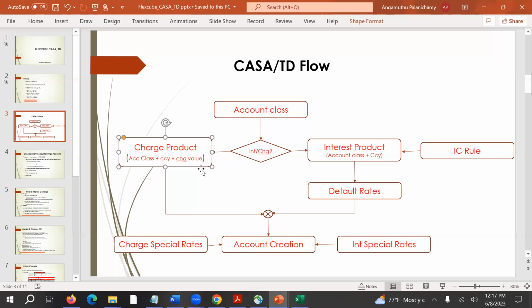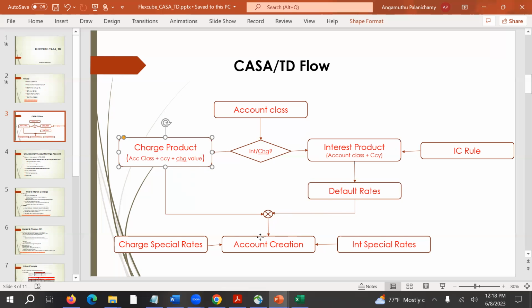So in case the bank says no, I want to charge from the first of next month, then on the first morning you have to go and modify the product. Whereas the interest product gives the leverage: I can modify it now itself and put the rate with an effective date of 1st of July. But for the charge product, we have to go and do it on that day. Okay, that is the high level difference.